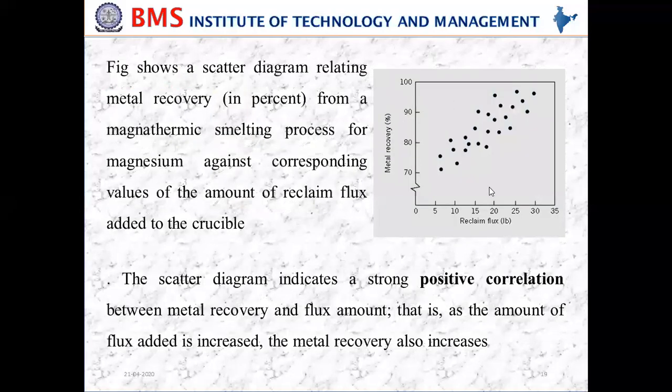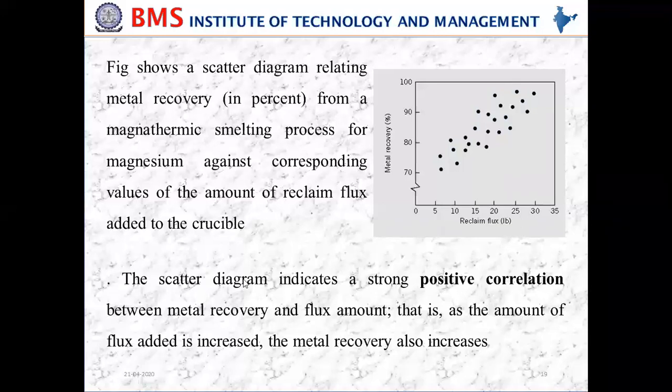Here I have taken one example, reclaimed flux and metal recovery. Using the flux, can the metal be recovered or not? Here the variable x is taken, and metal recovery is measured on the y-axis. This shows the scatter diagram relating to metal recovery in percentage from a magnetothermic smelting process, where the magnesium is going to be processed, against corresponding values of the amount of reclaimed flux added to the crucible. So how much reclaimed flux is going to be added to the crucible for the magnesium. That is the magnetothermic smelting process, melting that particular magnesium by adding the reclaimed flux.